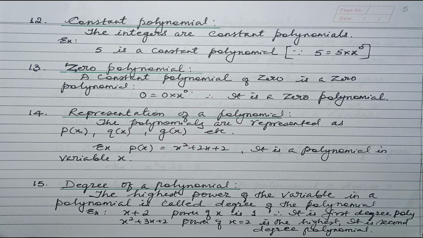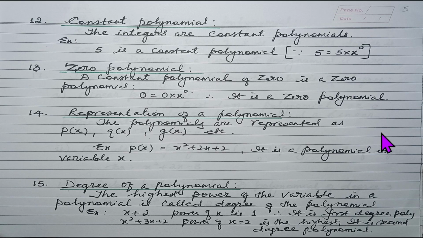Now we also have a zero polynomial. A constant polynomial of 0 is a zero polynomial. For example, 0 is a zero polynomial because 0 can be expressed as 0 into x raised to 0, x raised to 0 is 1, 0 into 1 is 0, and therefore it's a zero polynomial.